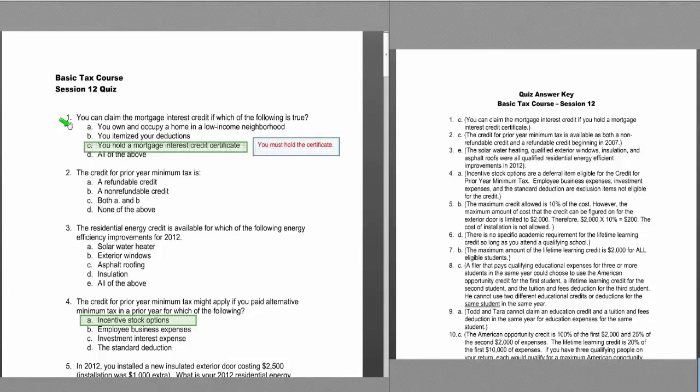But this line here about you own and occupy a home in a low-income neighborhood, that actually has nothing to do with the home mortgage interest credit certificate at all. It may be the case that because you purchased a home in a qualifying neighborhood, you qualified for the certificate that you apply for and receive at the time you are purchasing your home. And the criteria for qualifying a buyer and a home are made at the state level. And so the state that is issuing the certificate is going to determine whether or not you have a qualifying purchaser of a home. But once that certificate is issued to the purchaser, that enables the purchaser to claim the credit. So ultimately, for question number one, C is the only correct answer.